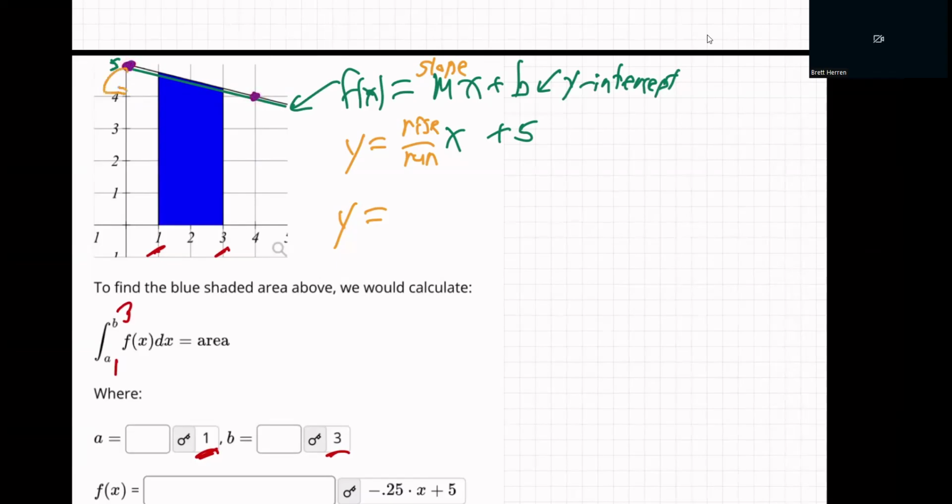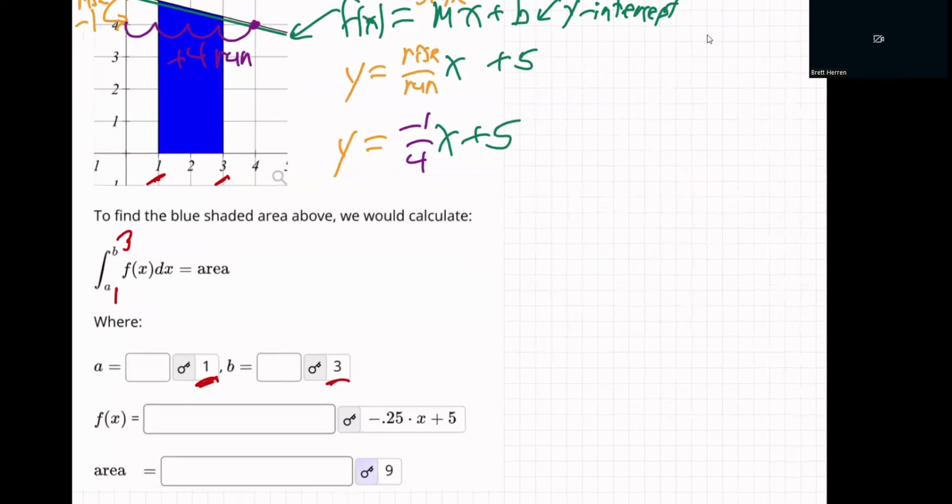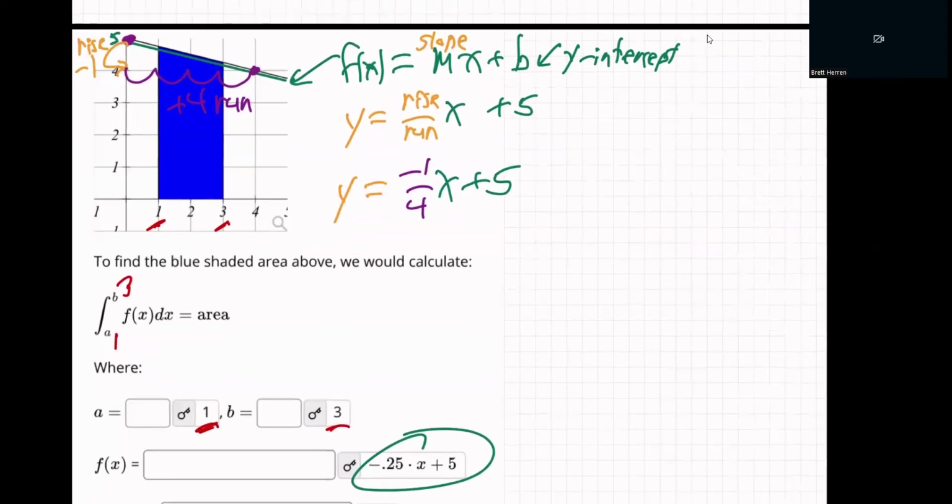So what is it? It goes down one, that's the rise. And then the run goes over 1, 2, 3, 4, plus 4 is the run. So rise over run, down 1 over 4, x plus 5. So there's the equation. They did it right there. They made it negative 0.25 as a decimal, but same thing. Finally, we want to figure out the area. So how do we calculate all that blue area?